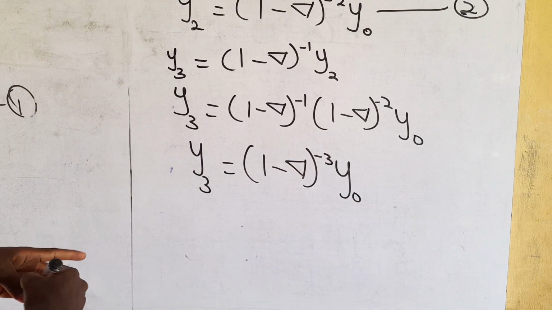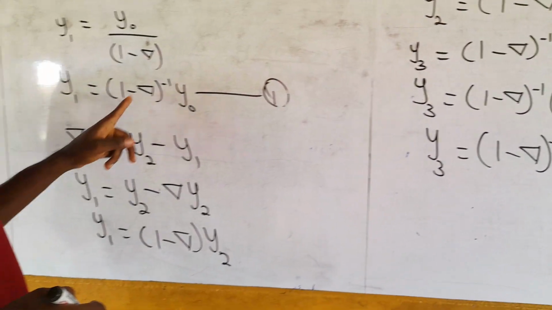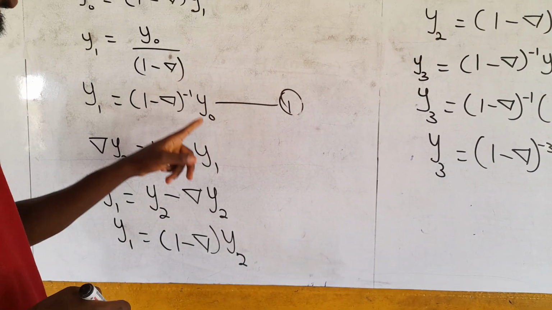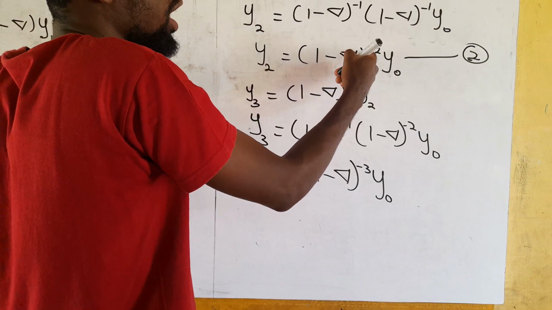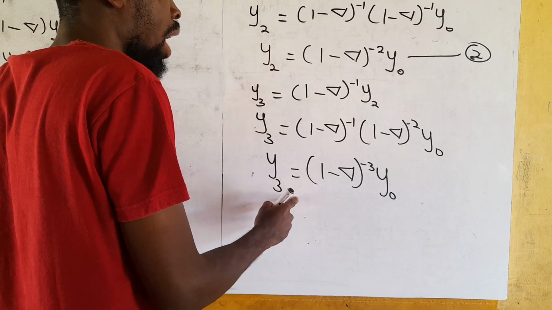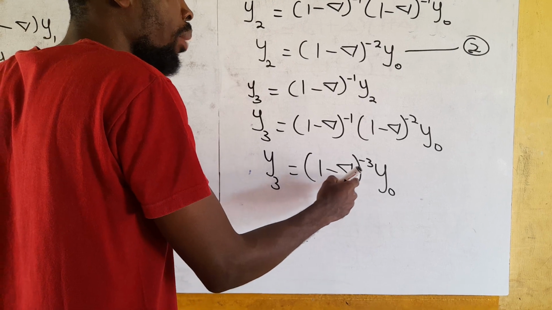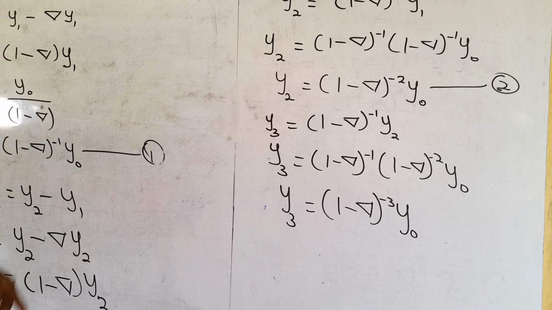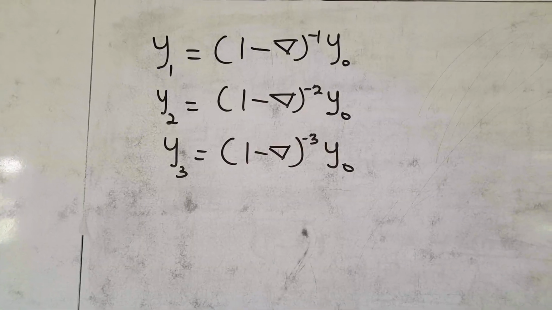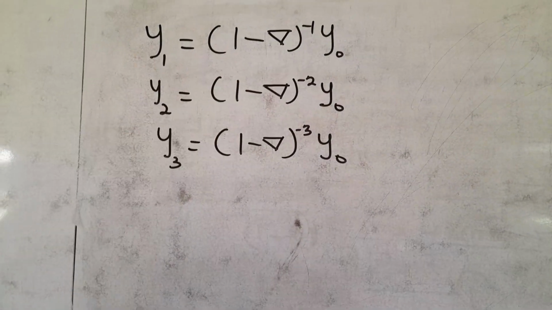So look at it. Our y1 is (1 minus nabla) exponent negative 1 y0. Our y2 is (1 minus nabla) exponent negative 2 y0. And our y3 is equal to (1 minus nabla) exponent negative 3 y0. I hope you get the pattern that is developing. So you see the pattern is developing.